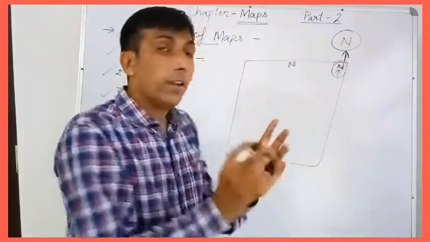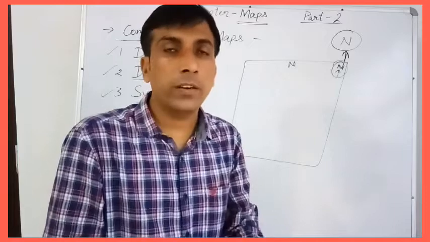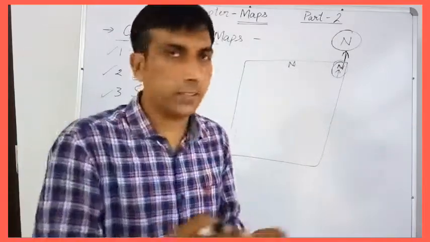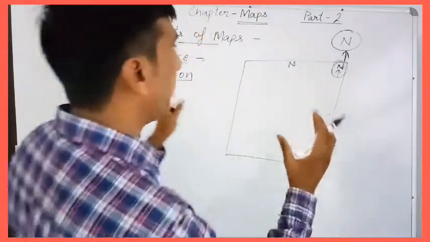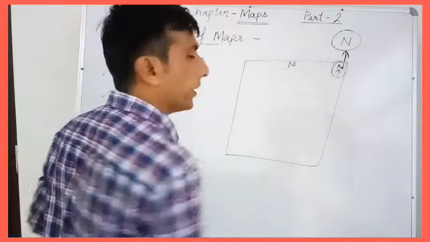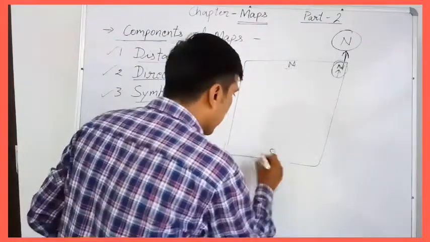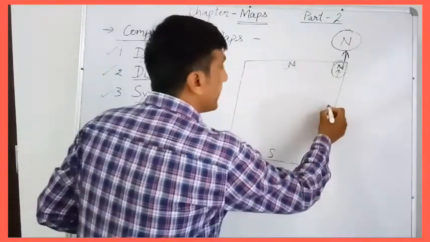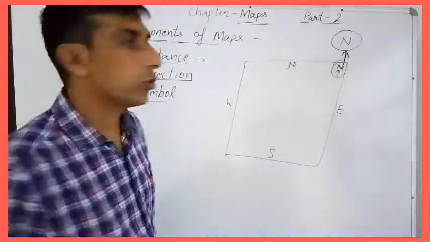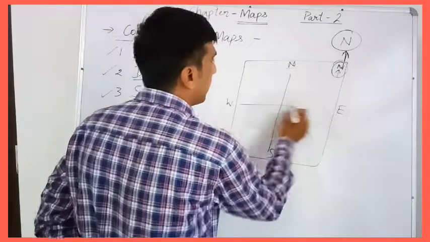So in this way, by knowing one direction, you can know the other directions. For example, if you see any map like this, towards your head is the north direction. Towards your foot is the south direction. Right hand is east, and left hand is west. So there are four directions.